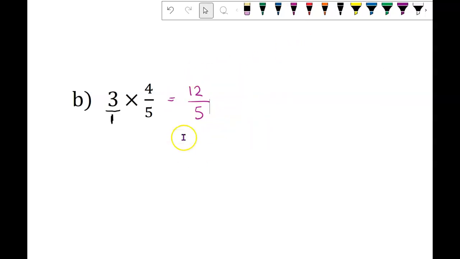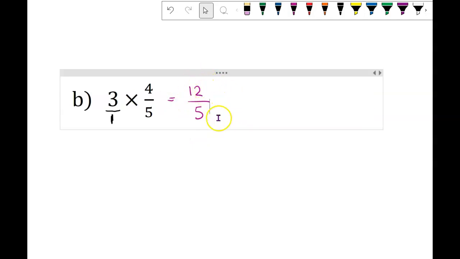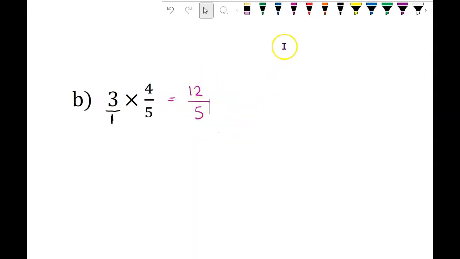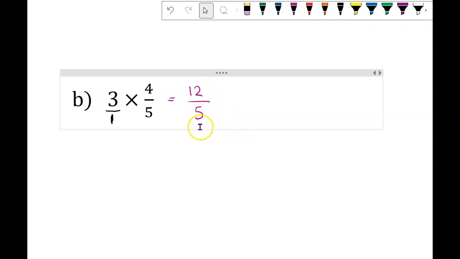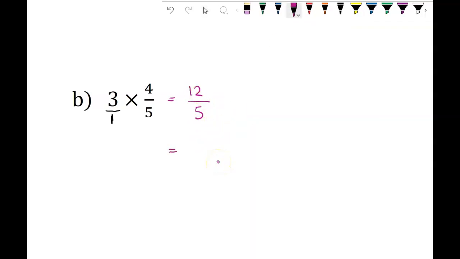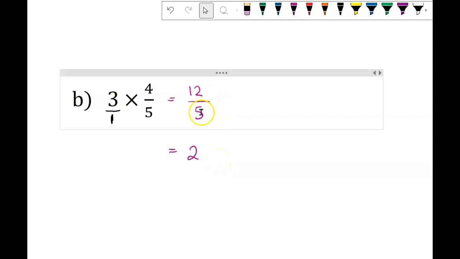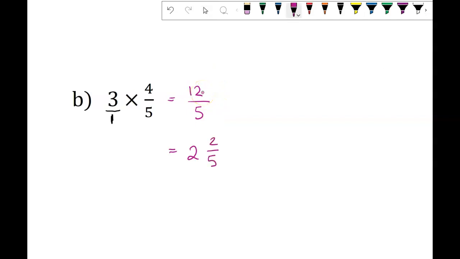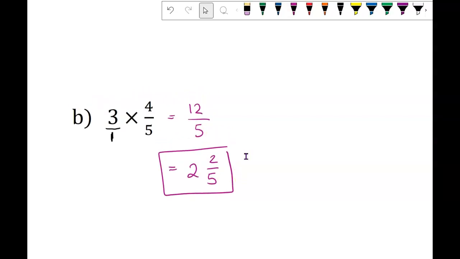Except this is an improper fraction because the numerator is larger than the denominator. So in order to get to the final answer, I would have to convert it to a mixed fraction. So that means I'm looking for how many times 5 goes into 12, which means that there are 2 whole amounts, because 2 times 5 is 10. And the remaining is 2 left over 5. And so my final answer would be 2 wholes and 2/5. And so that's how you multiply fractions.